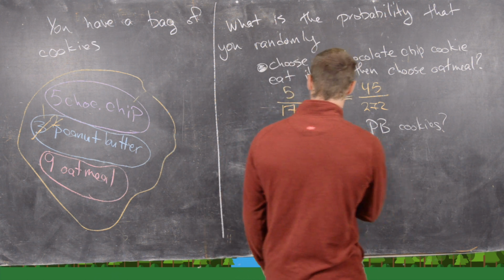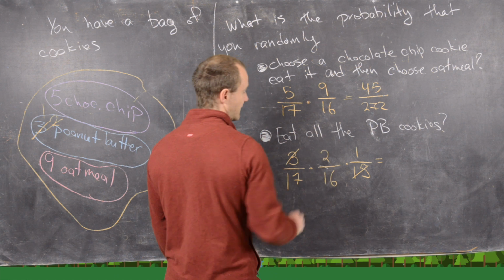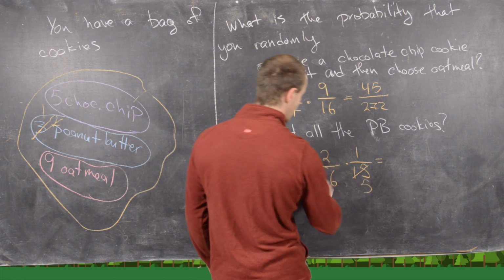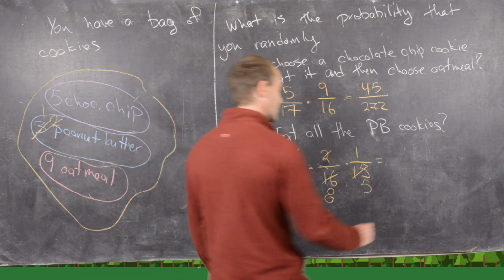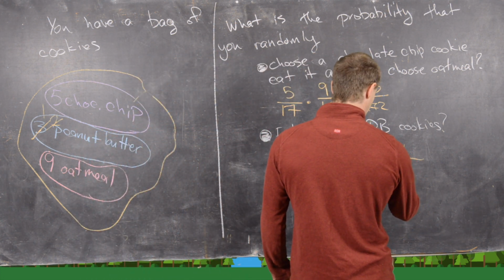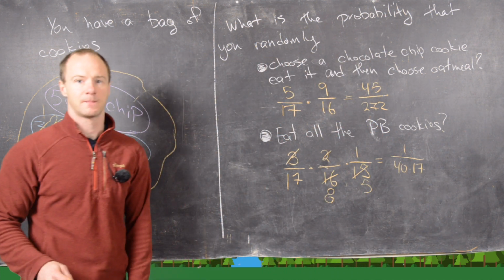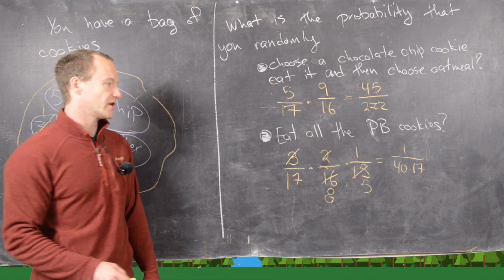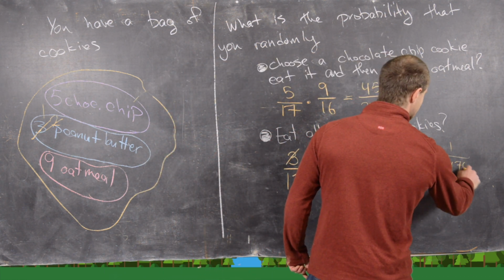So notice that's going to be 3 can divide into 15 and make this a 5. 2 can divide into this and make it an 8. So really we get 1 over, let's see, that's going to be 40 times 17. Okay, good. But now notice that's the same thing as 1 over 4 times 170.